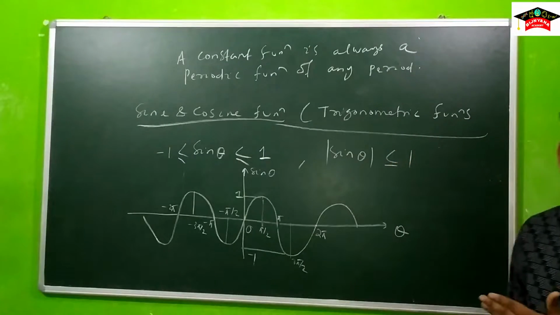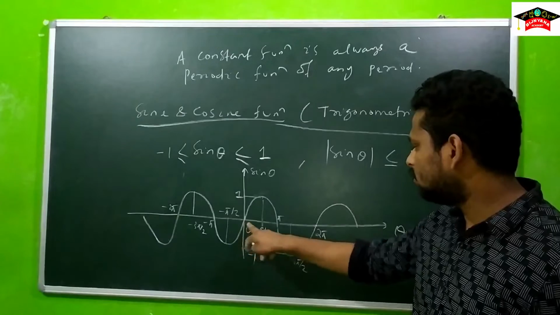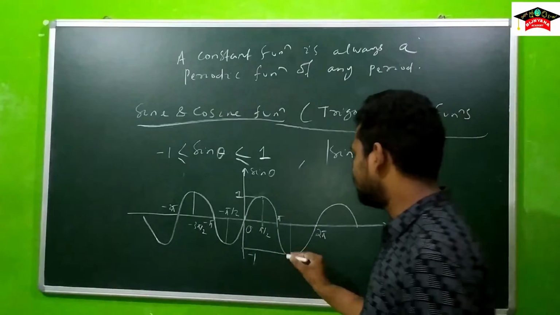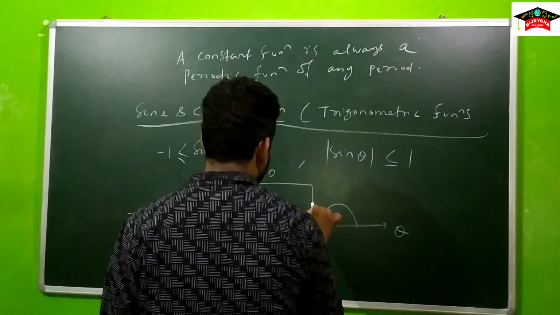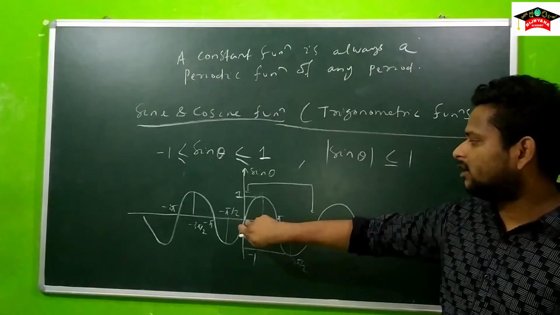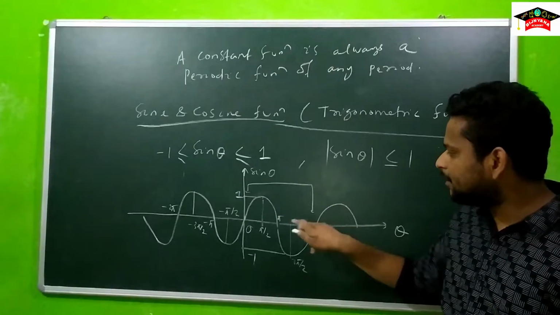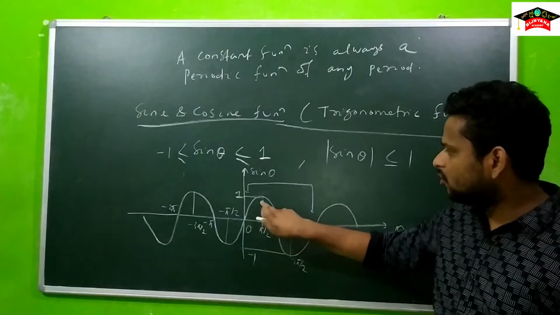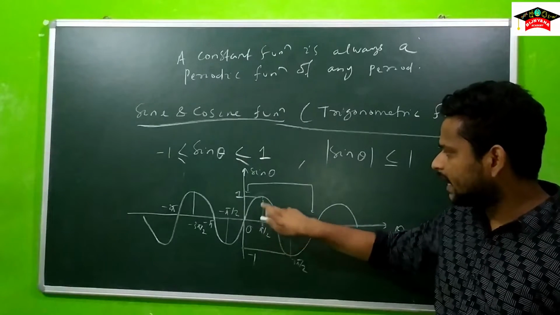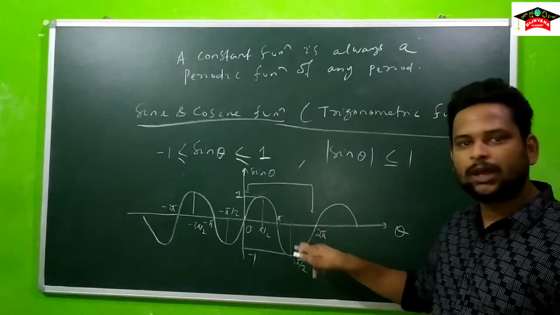If we extend the period, let the new period be 0 to 2 pi. At 0 the value of the function is 0, at 2 pi it is also 0. It has a spike above the theta axis at pi by 2, and a spike below at 3 pi by 2.